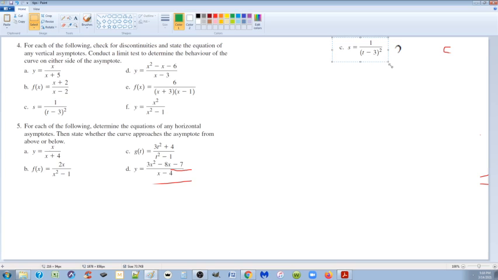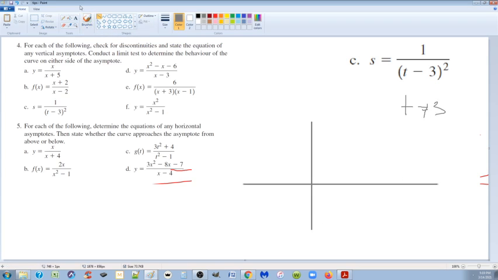Okay, so this one, they're just throwing you a curve by not using x, but it's the same rule. What can't this be at the bottom? It can't be 0. That means t can't be 3, which means that we have a vertical asymptote at t is equal to minus 3.